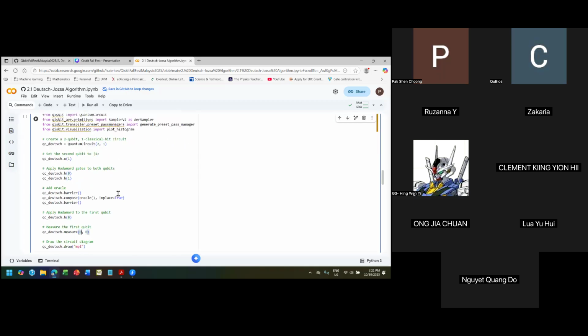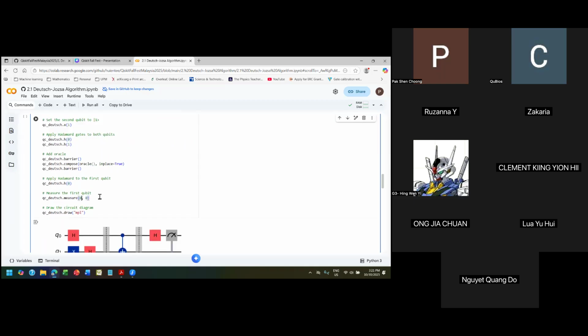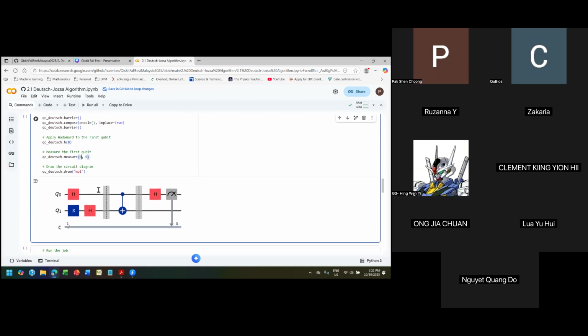So the second 0 means that we store the result in our first classical bit. That's the meaning. So it's kind of like a mapping. Okay, then we draw the circuit diagram for better visualization.